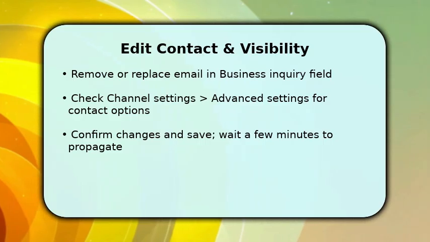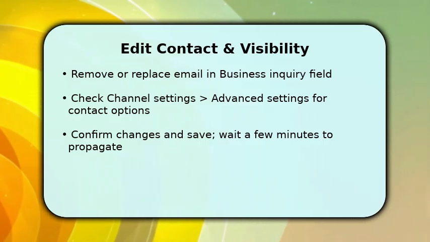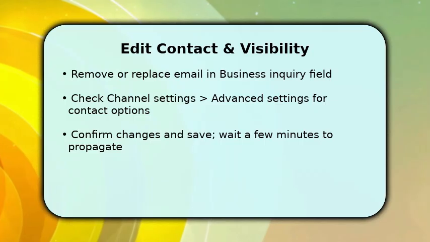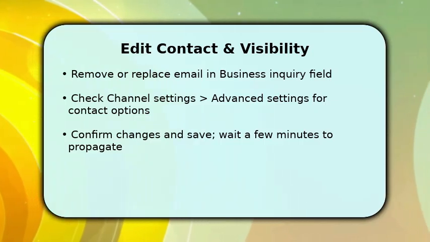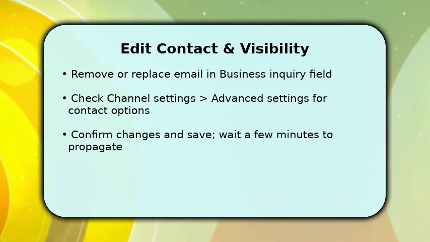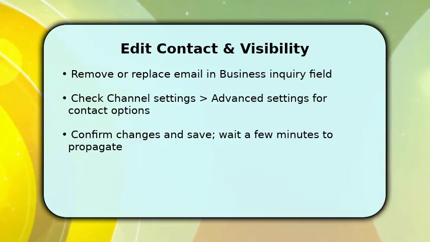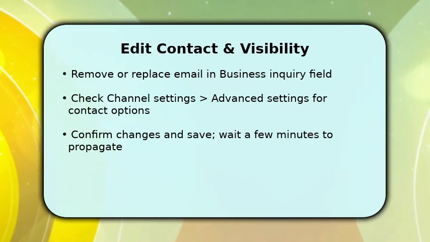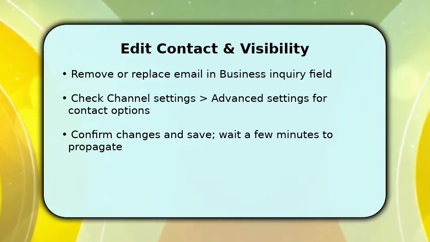Next, open Settings, Channel, Advanced Settings to see additional contact or business info. Disable any public display options. Make sure to save changes, then refresh the channel page. Changes can take a few minutes to show publicly, so don't assume it failed immediately. Confirm by viewing the channel as a visitor.